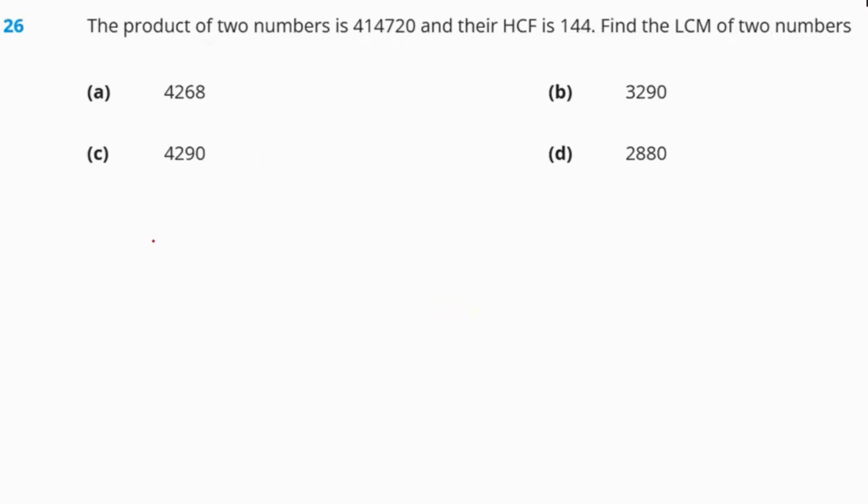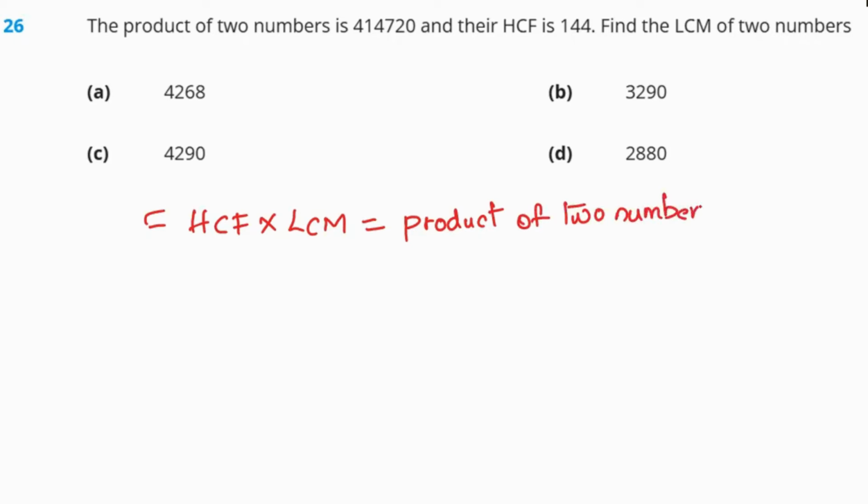The product of two numbers is 4,14,720 and their HCF is 144. Find the LCM of the two numbers. There is a rule that we all know that HCF into LCM is equal to product of two numbers. Here the product of two numbers and their HCF is given. We have to find out LCM.